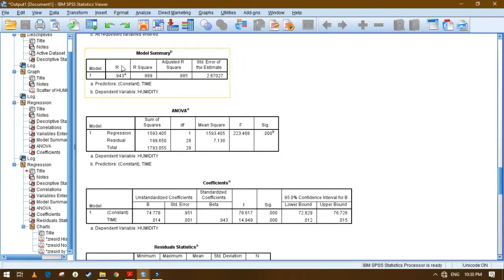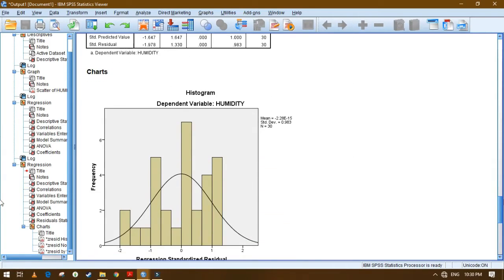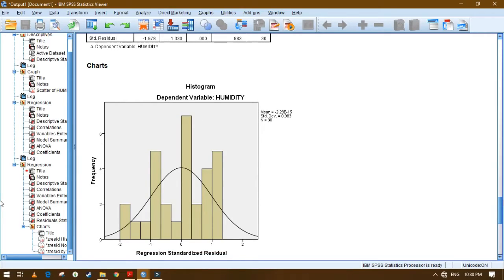Okay, here it shows it. Like we said, R 0.943, same like our calculation. R square also 0.89, same as our calculation. And this is our graph of normal distribution.